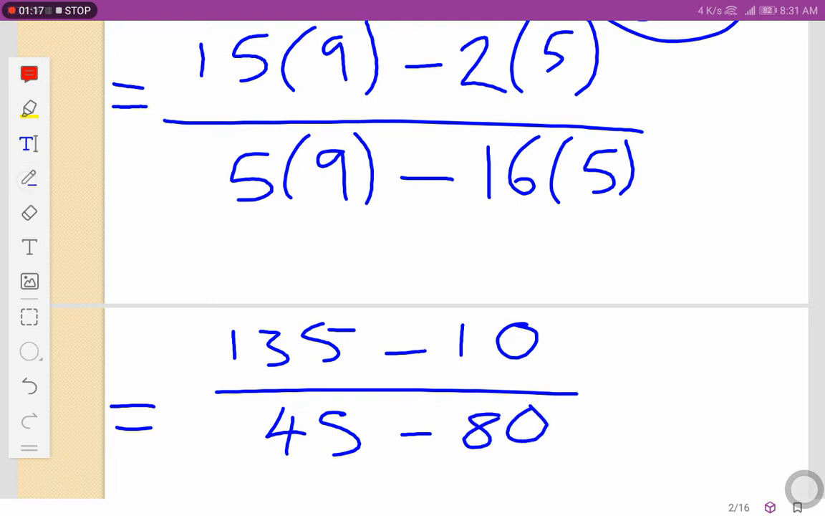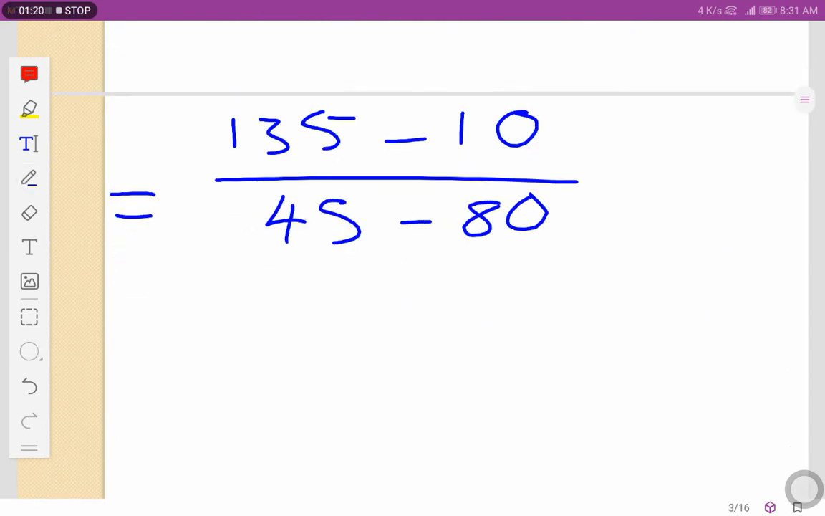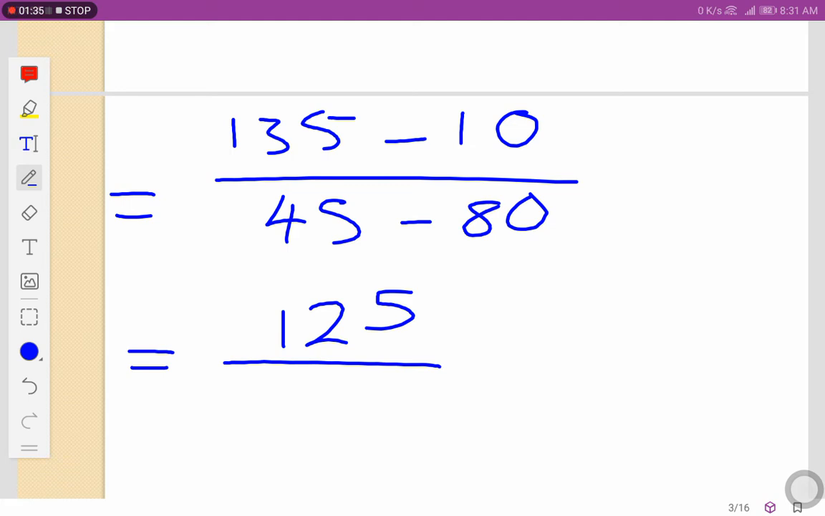Okay, let's solve that. When we have this, we'll have 135 minus 10, I'll get 125 there, over 45 minus 80, I'll get minus 35. Okay, now I've got 125 divided by 35, and see which number I can divide there.